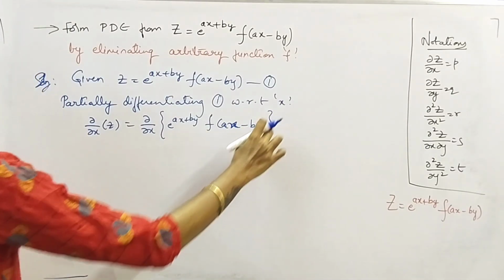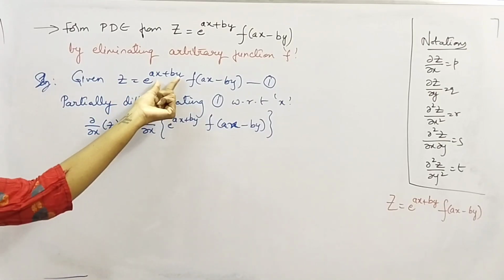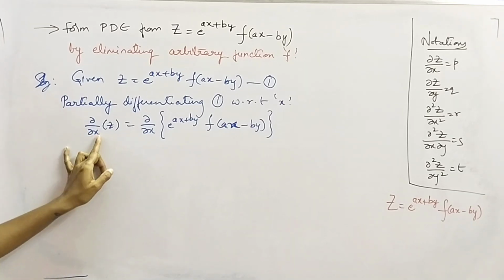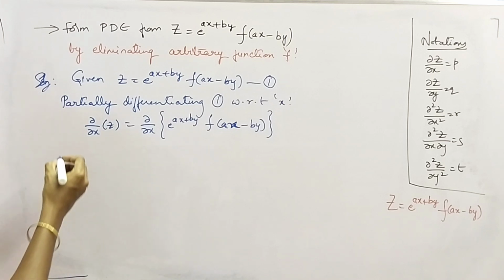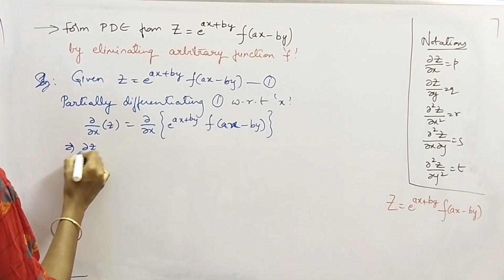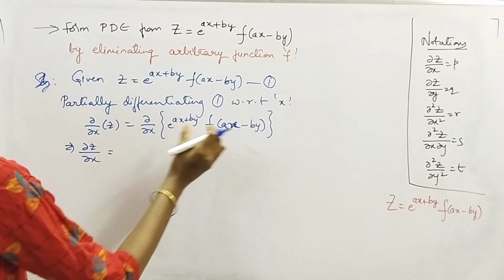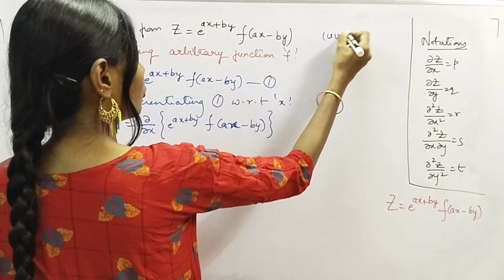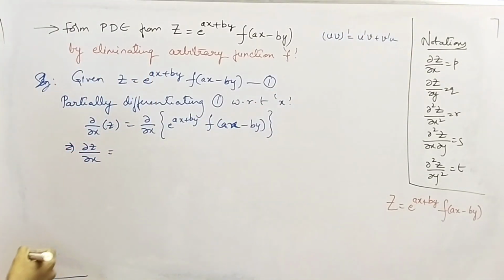Now, here we are given e power ax plus by into f of ax minus by, right? Now we are differentiating it with respect to x. Since we are partially differentiating with respect to x, so we'll treat y as constant. Now this gives us dou z by dou x equal to, here you are having u into v form, uv, right? So we are going to apply uv whole prime formula, that is u dash v plus v dash u, right? Consider e power ax plus by as u and f of ax minus by as v.